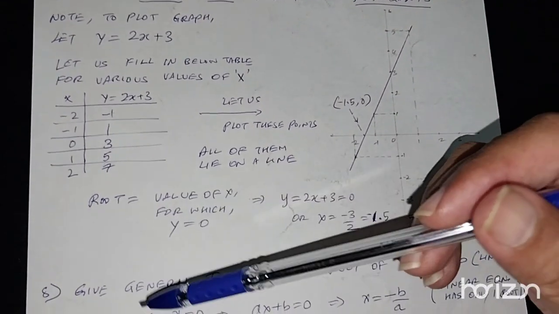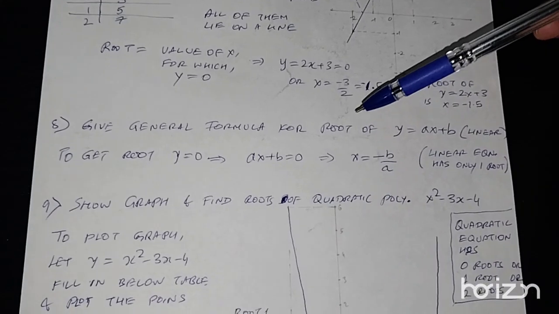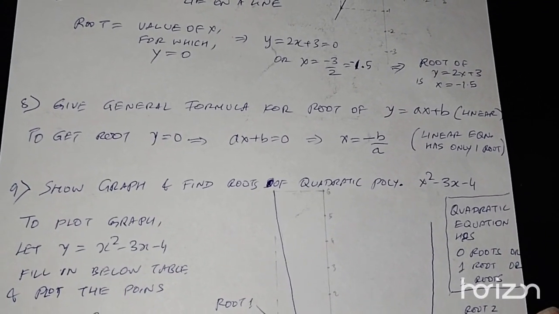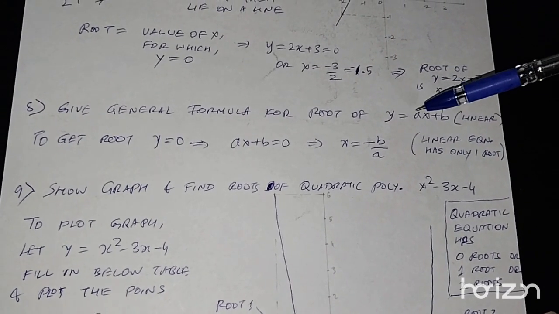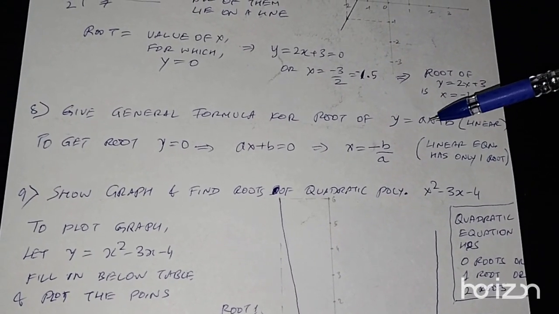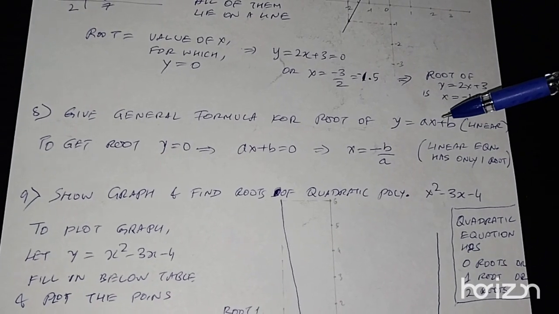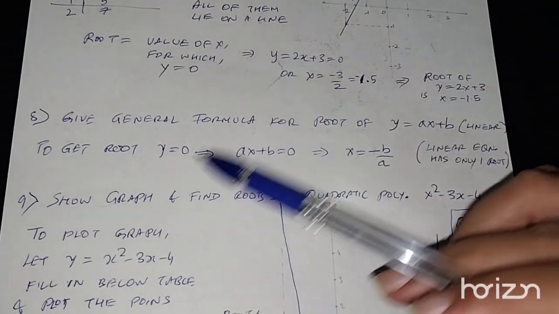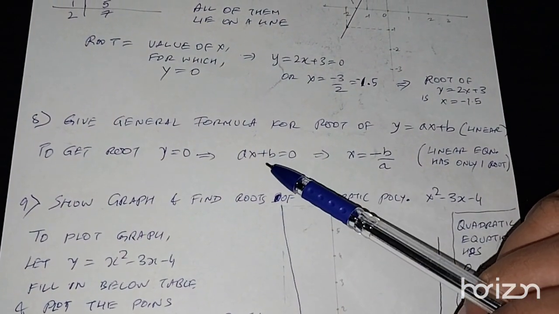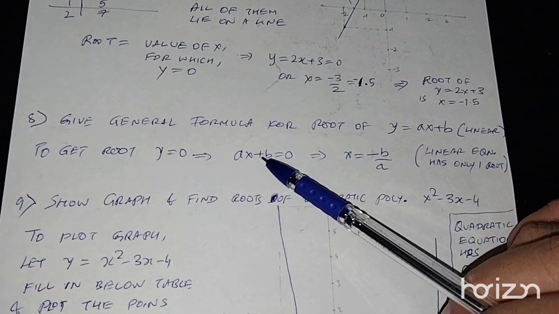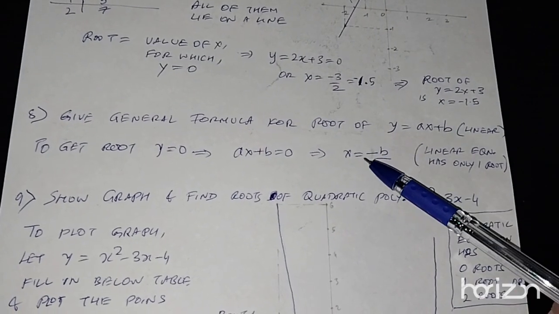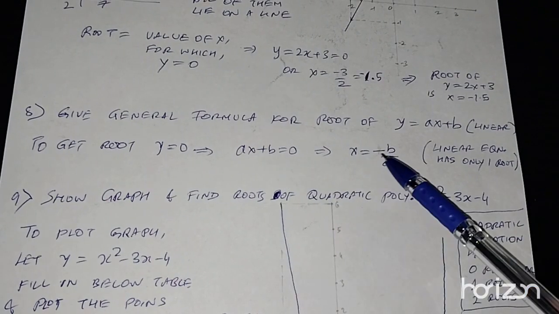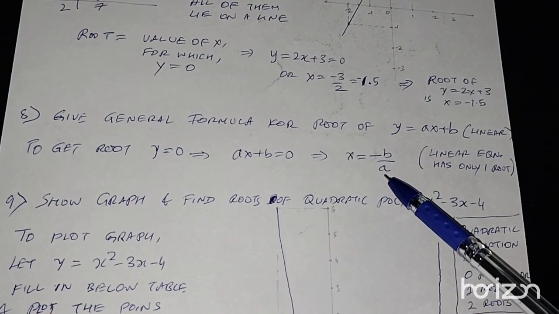Next question. Give a general formula for the root of y is equal to ax plus b. You saw y is equal to 2x plus 3. What if we have some constant a, some constant b, and the variable x? y is equal to ax plus b is the generic form of a linear polynomial. To get the root, set y equal to 0, which means ax plus b is equal to 0. You bring b to the other side of the equal to sign, you will get minus b, and the a, which is the coefficient next to the x, you push it to the denominator, you will get x is equal to minus b by a.